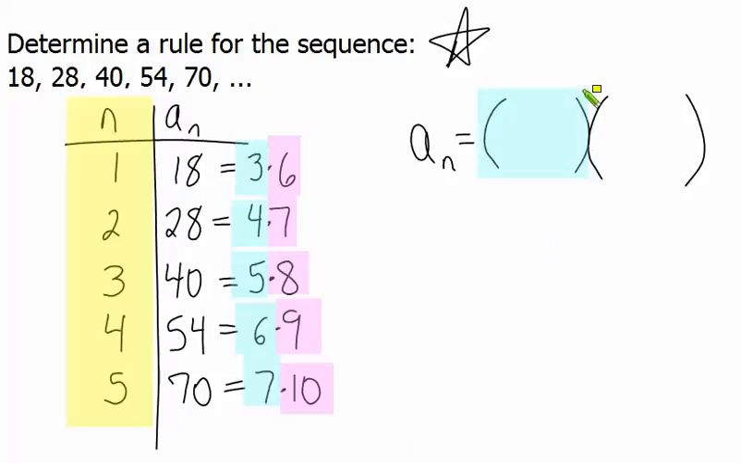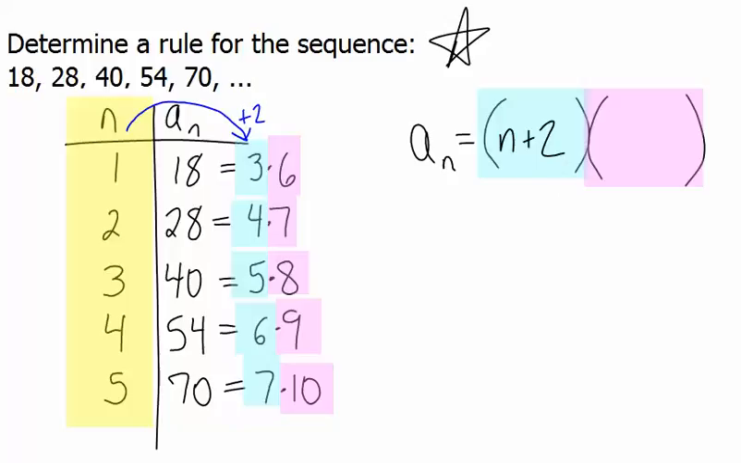Look at one of them at a time. So let's focus in on the blue. How do we go from the values of n that we have highlighted in yellow to those blue numbers on the right? We're adding 2 each time. So we're taking the n and we're adding 2. In that set of parentheses, we'll put n plus 2.